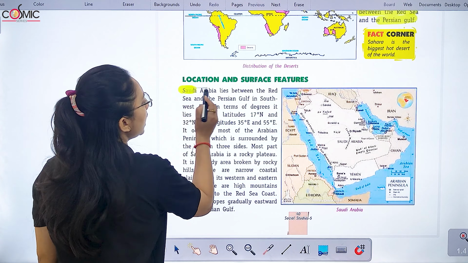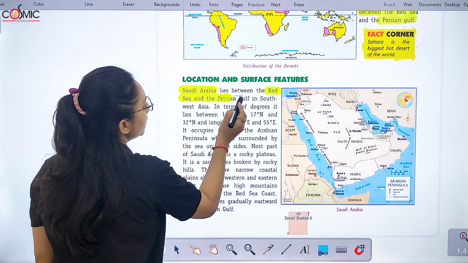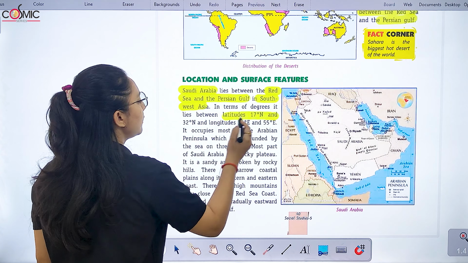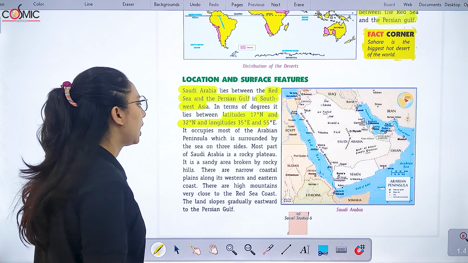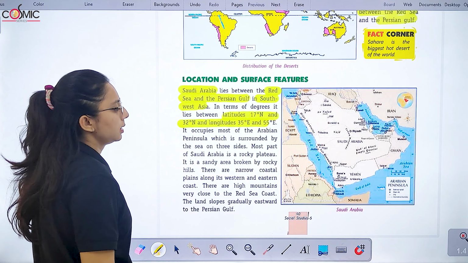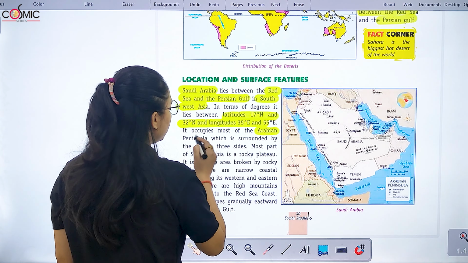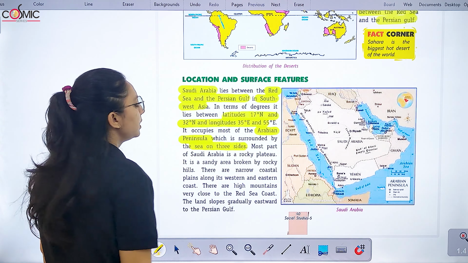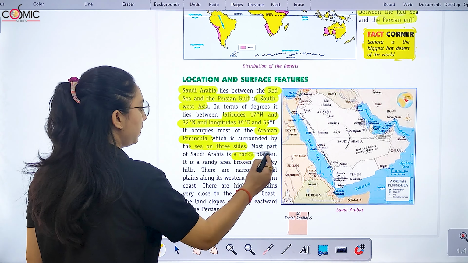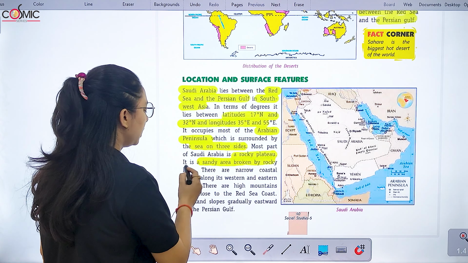So Saudi Arabia lies between the Red Sea and the Persian Gulf in Southwest Asia. Right? Its latitude is 17 degree north to 32 degree north and longitude is 35 degree east to 55 degrees. So it occupies most of the Arabian Peninsula, which is surrounded by the sea on three sides. Most part of Saudi Arabia is a rocky plateau. It is sandy area broken by rocky hills.